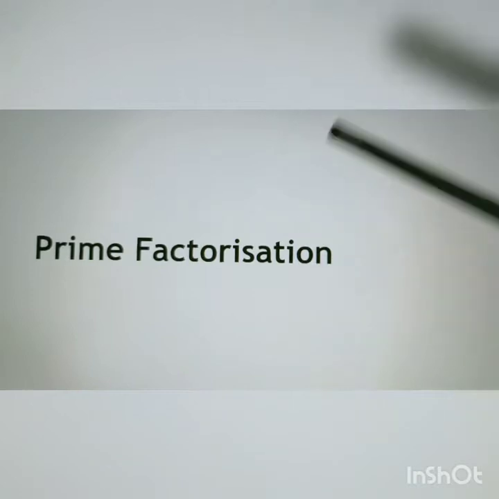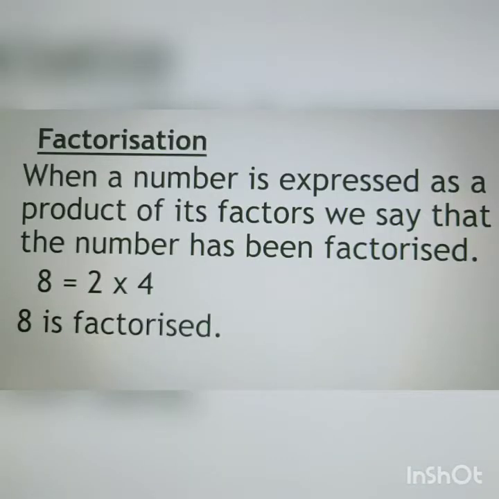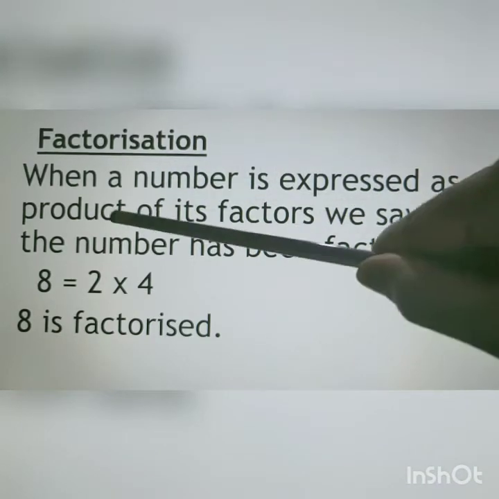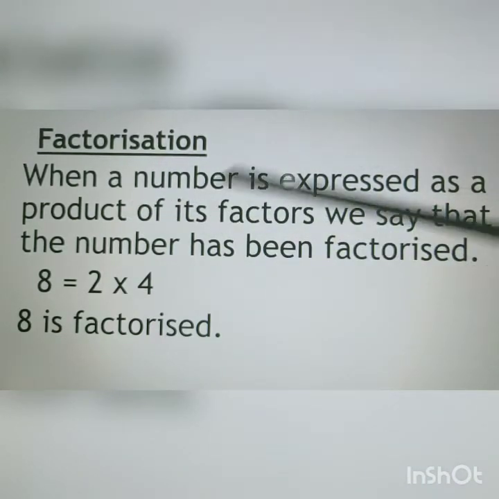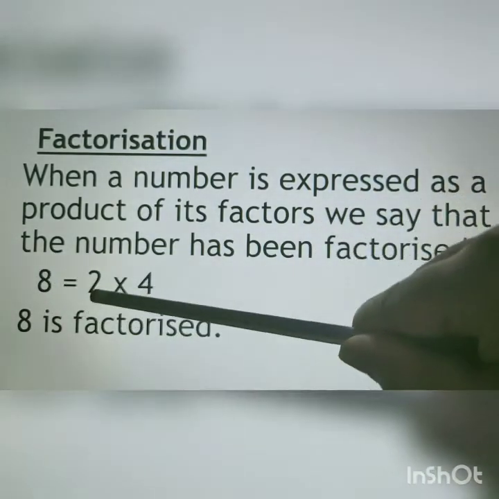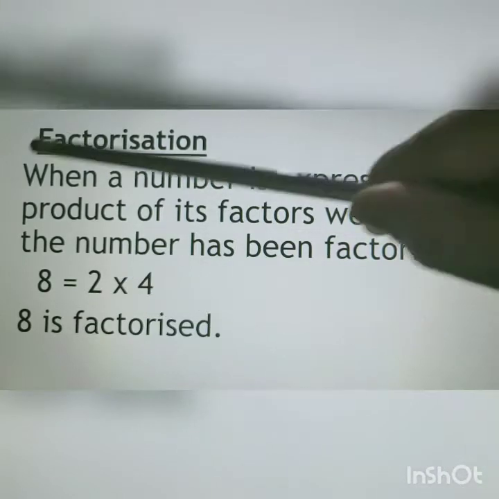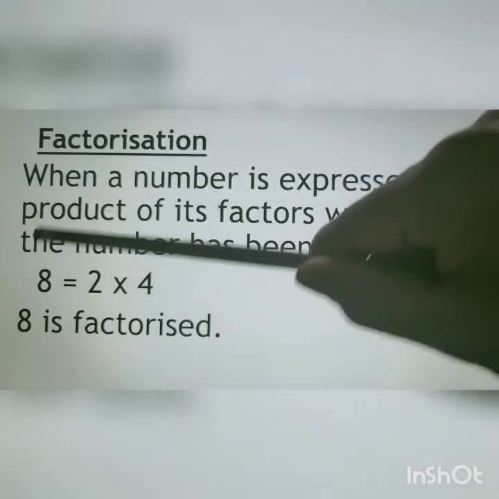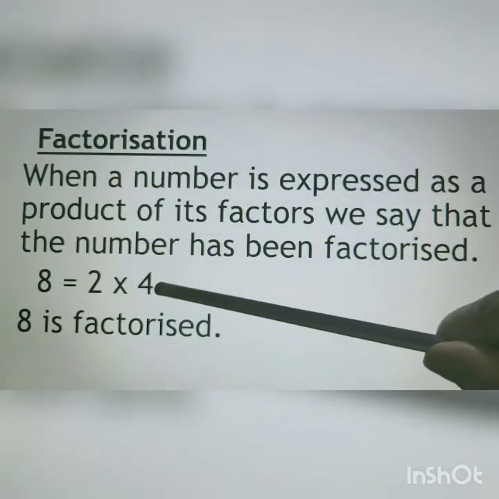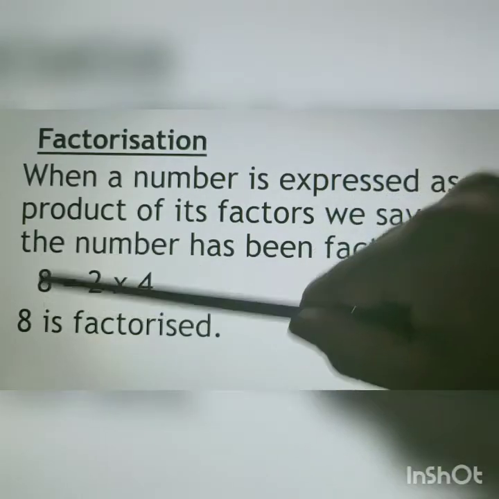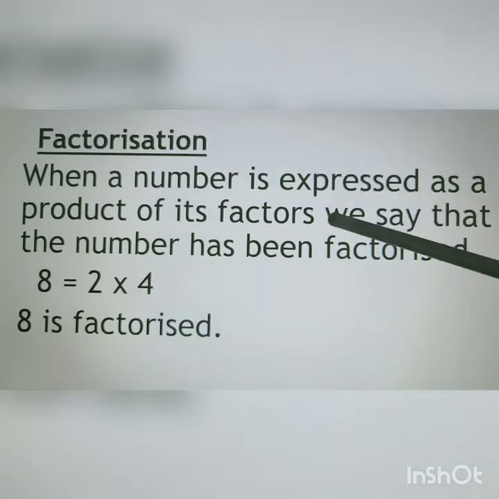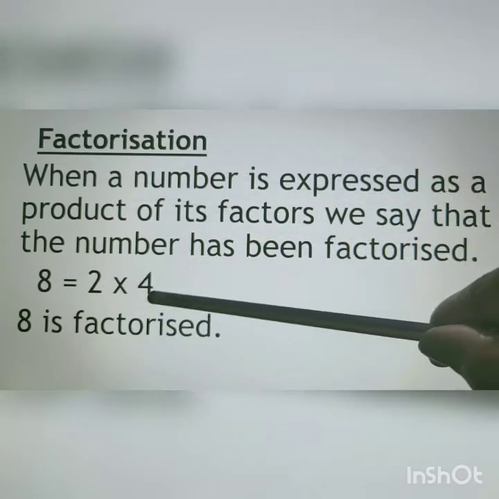Prime factorization. First we will discuss factorization of a number. When a number is expressed as a product of its factors, we say that the number has been factorized. Example, 8 is equal to 2 into 4. The product of 2 and 4 is 8, and 2 and 4 are the factors of 8. So we can say 8 is factorized because it is written as a product of its factors.